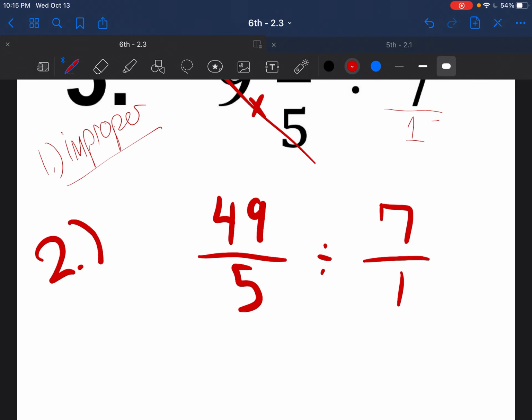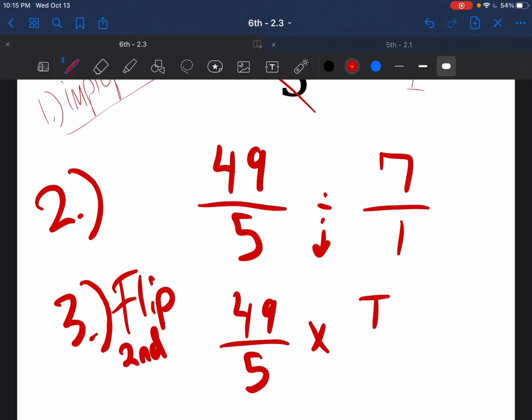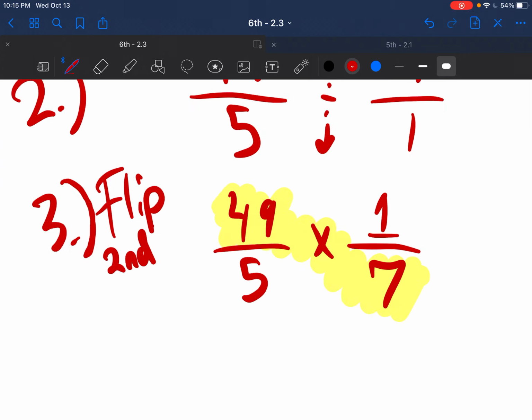All right. Step 2, we wrote it down. Step 3, we want to what? Flip the problem. Flip which one? The second one. So you have 49 over 5. This turns into multiplication. And now you have, oops, you have 1 over 7. Well, if we know some of our division problems, ladies and gentlemen, we know that 7 and 49 can be simplified. So let's simplify. What number can go into 49 and 7? Well, that's going to be 7.